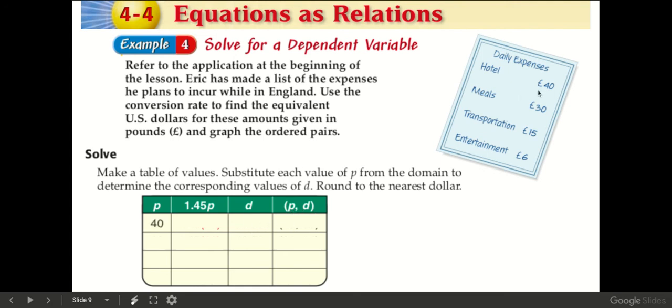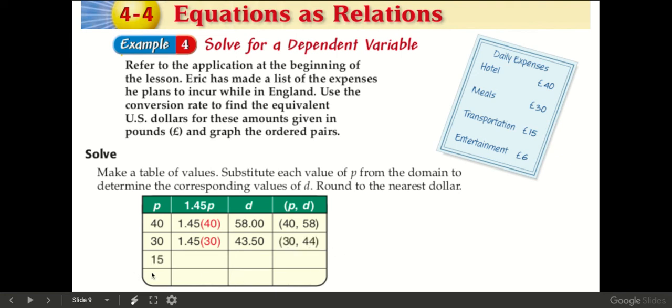So my hotel is going to be 40 pounds. I'm going to plug it into the equation: 1.45 times P, or 1.45 times 40, which equals 58. So 40 pounds is $58. Let's try the next one. Meals are 30 pounds. Well, 30 pounds times 1.45 is going to give me 43.50. So that's $43.50.